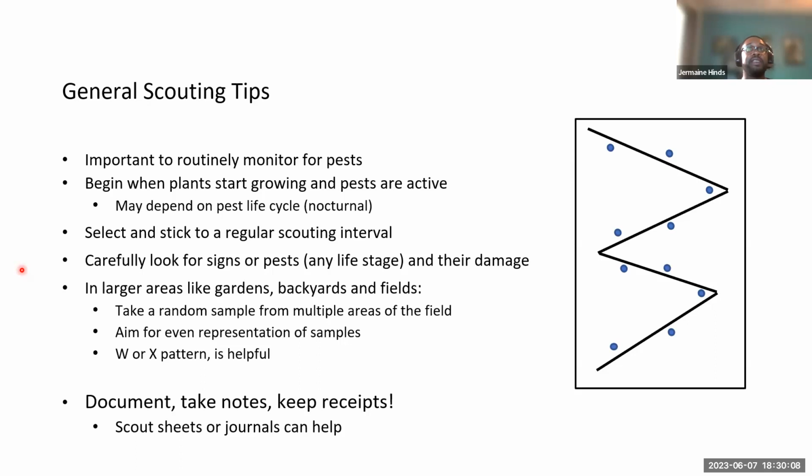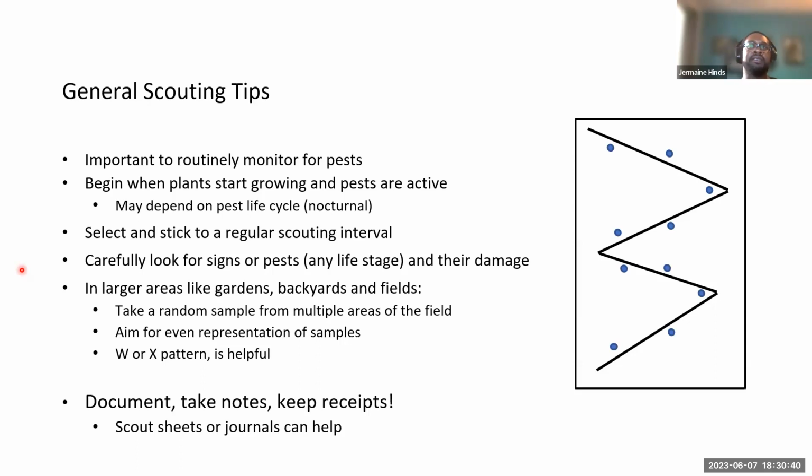Scouting may depend on the pest life cycle. Some pests are nocturnal, so you may have to scout at night or at dusk. Other times you can scout early in the morning. Again, select and stick to a regular scouting interval. And carefully look for signs of pests at any life stage: eggs, larvae, adults, weed seedlings, weed flowers, any abnormal rusts or growths on your plants, signs of disease.